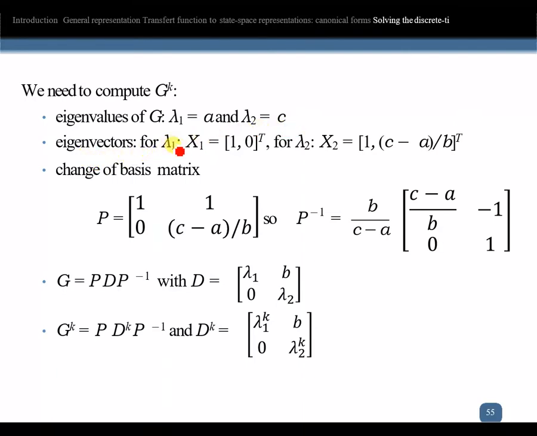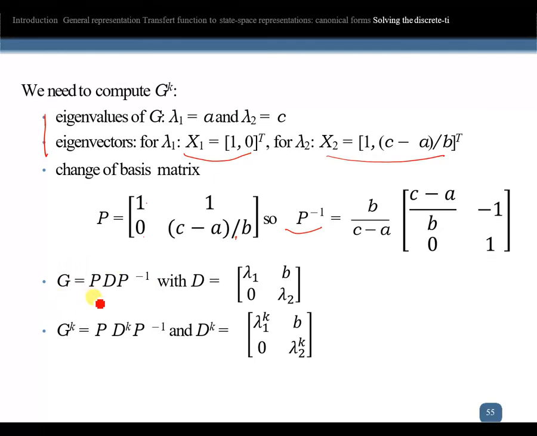The eigenvector for lambda 1 is [1; 0], and lambda 2 has its eigenvector here. I suggest you study a little bit about eigenvalues and eigenvectors. The change-of-basis matrix P becomes [1 ...; 0 ...], with eigenvectors as columns, and the other eigenvector is [b/(c minus a); 1]. If I find P inverse, it becomes the matrix with b/(c minus a), where the off-diagonal sign is negated and the diagonal entries are swapped.